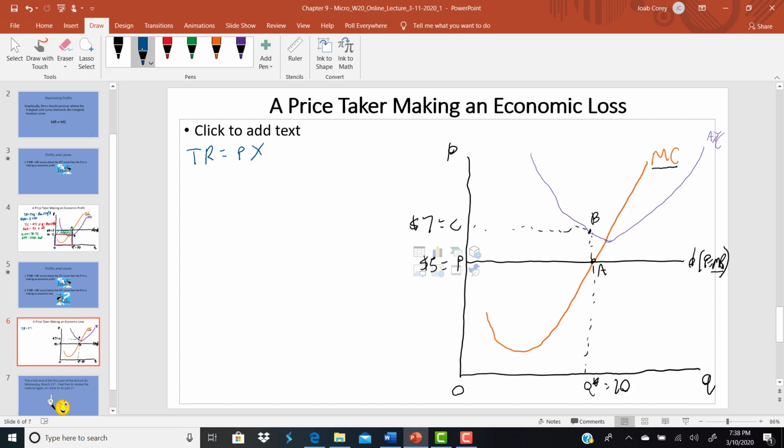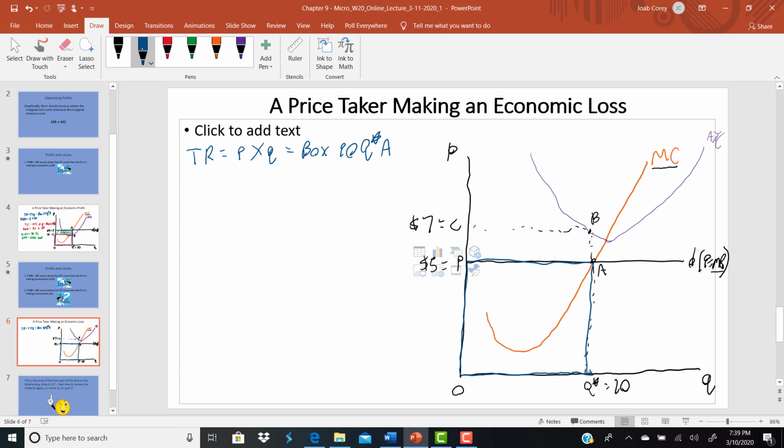So again, we take price times quantity is our formula for total revenue. So again, price times quantity. So again, we're going to take this price, P0, over the quantity Q star, up to A, and total revenue is going to be the area of that box there. So that is going to be equal to box P0 Q star A.